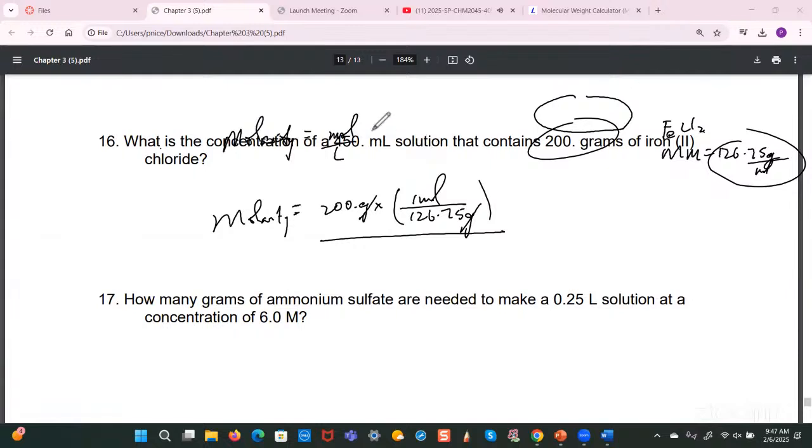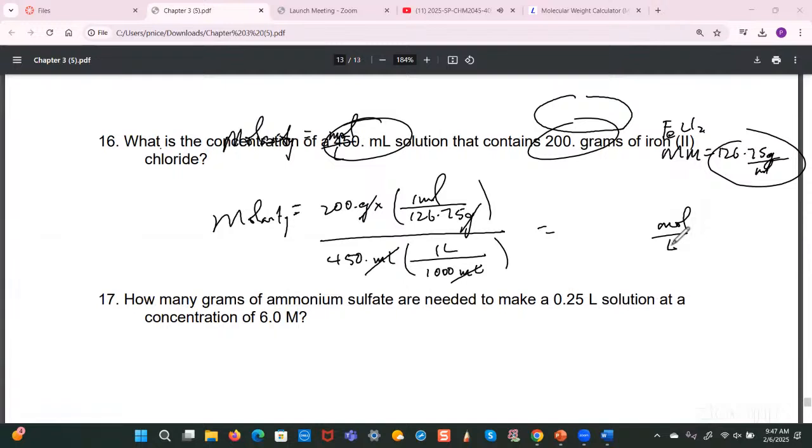Now they gave us the volume as being 450 mL. So we need to convert that to liters by doing what? What goes up top here and what goes below here? 1 liter up top, 1,000 mL below. So in terms of units canceling, this will cancel with that. Therefore, your final units will be moles per liter.